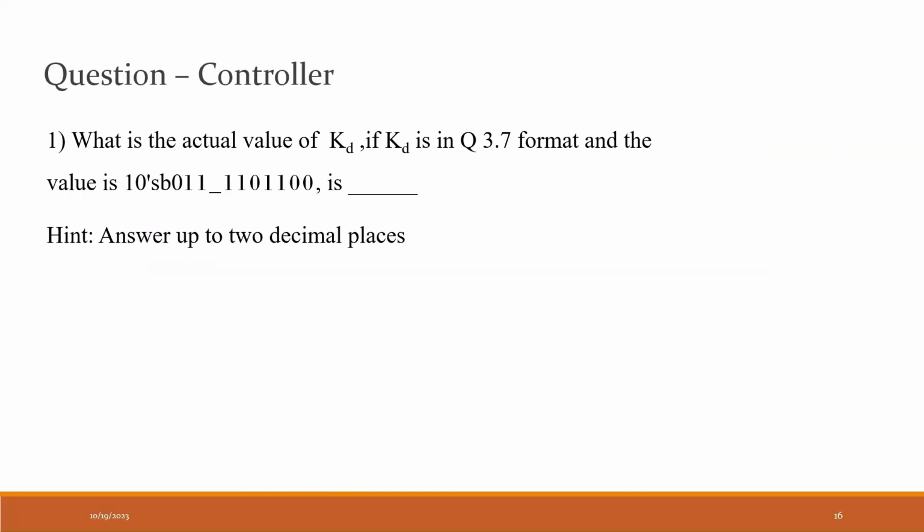Consider this question. I have KD in Q3.7 format, and the value is 3.7. So it is 10 bits, and it is a signed format. These are the bits before the decimal point, and the 7 bits are after that.